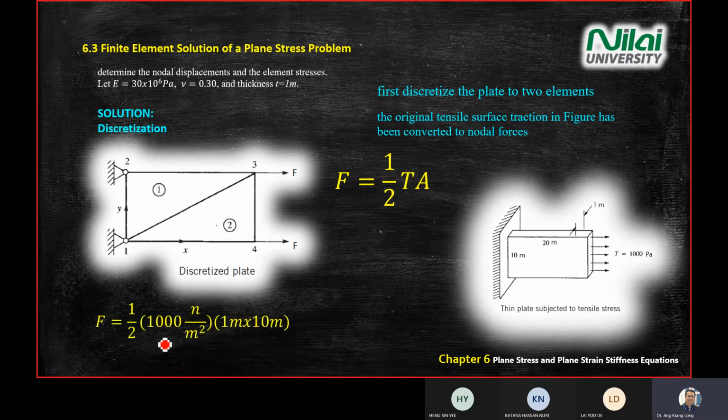So I calculate for you, just a side note for you. T is 1000 Pascal. Pascal is Newton over meter square. So this one should be capital N. Capital N. Typo error, yeah? Area, how to calculate area of this rectangular? You just take 10 times 20.